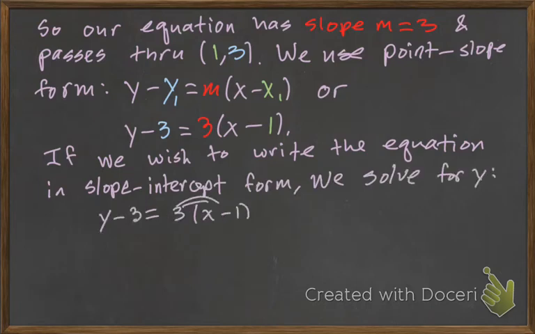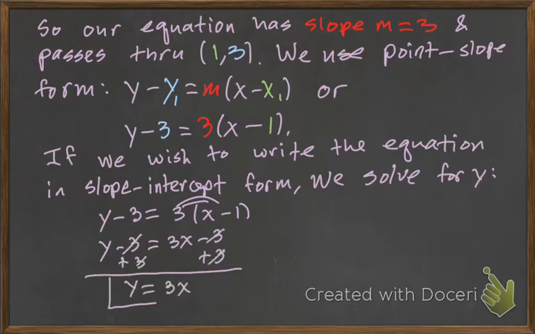So we distribute the 3 into the parentheses. Then we add 3 to both sides, and we get y all by itself. So y equals 3x would be the equivalent equation in slope-intercept form. All right, so that's how parallel lines work.